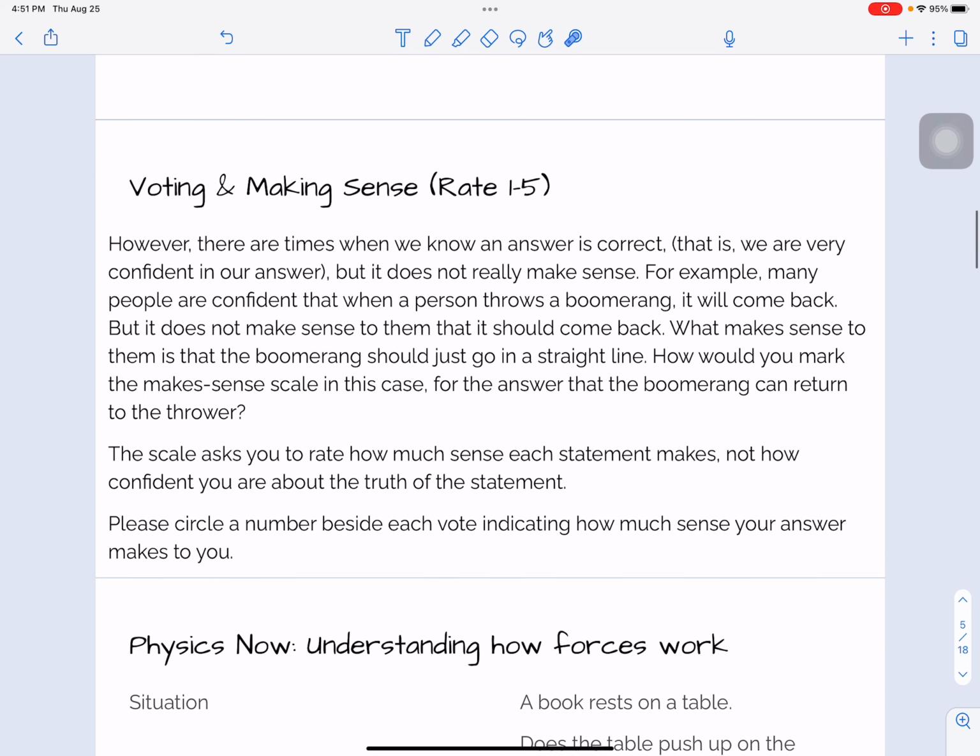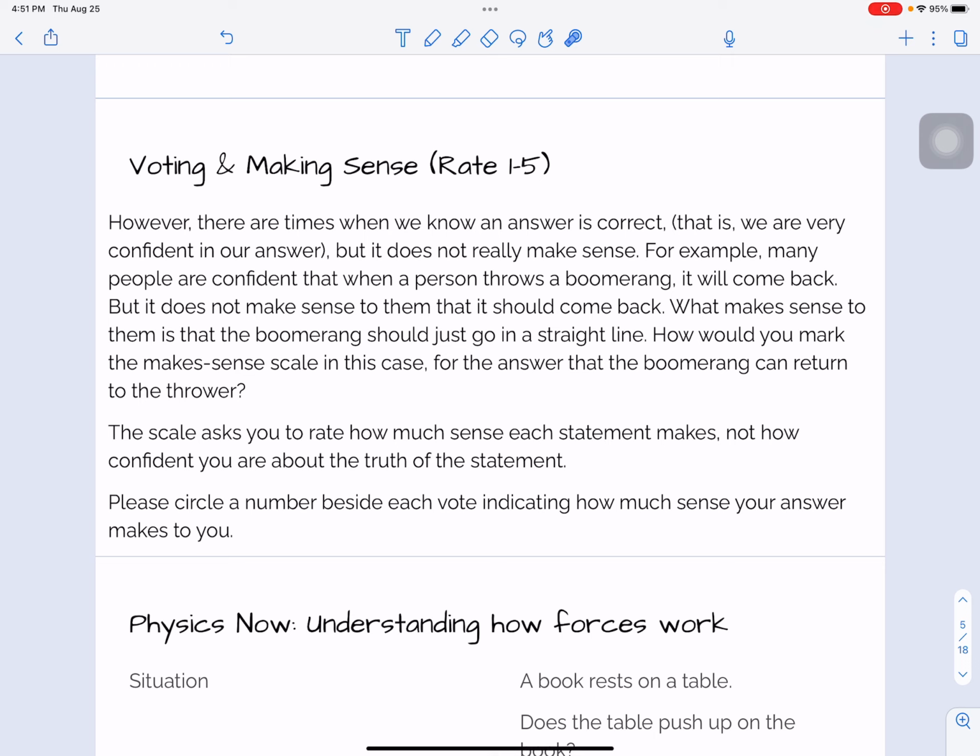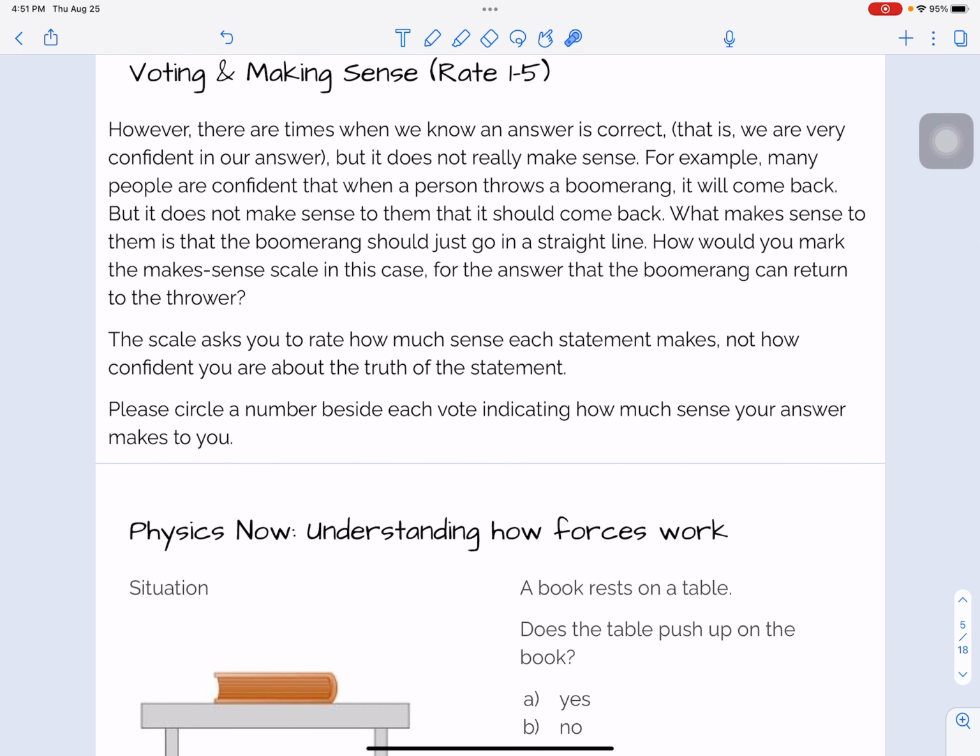So the scale asks you to rate how much sense each statement makes, not how confident you are about the truth of the statement. So please circle a number. I'm actually going to have you respond on Edpuzzle.